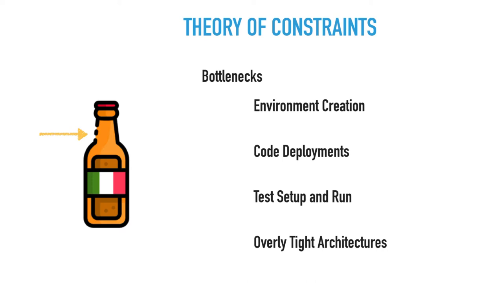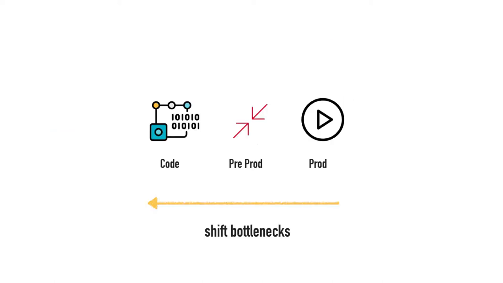Then you apply the theory of constraints to it, elevate those constraints, and smoothen your workflow so that you achieve higher efficiency. What you generally focus on is shifting the bottlenecks to the left of your workflow. If you have pre-production, environment process, or production-related bottlenecks, you shift them towards the left. On the left-hand side is the programming, the application.